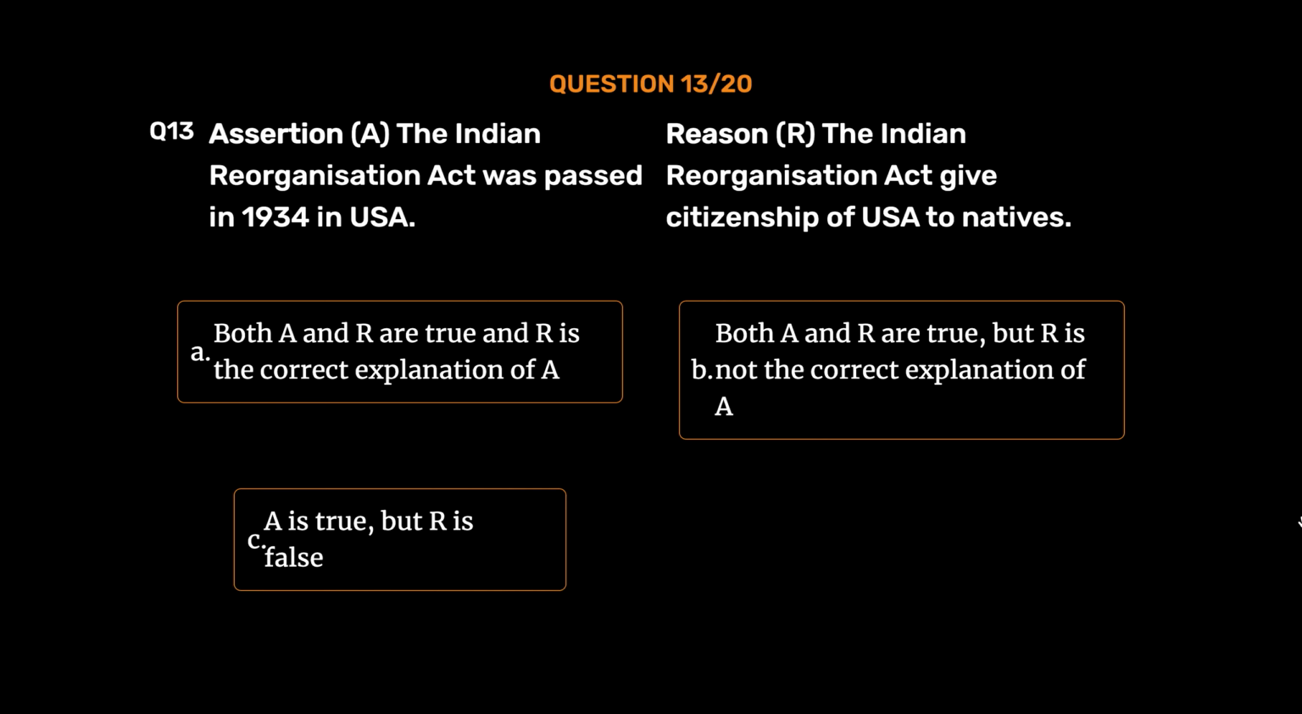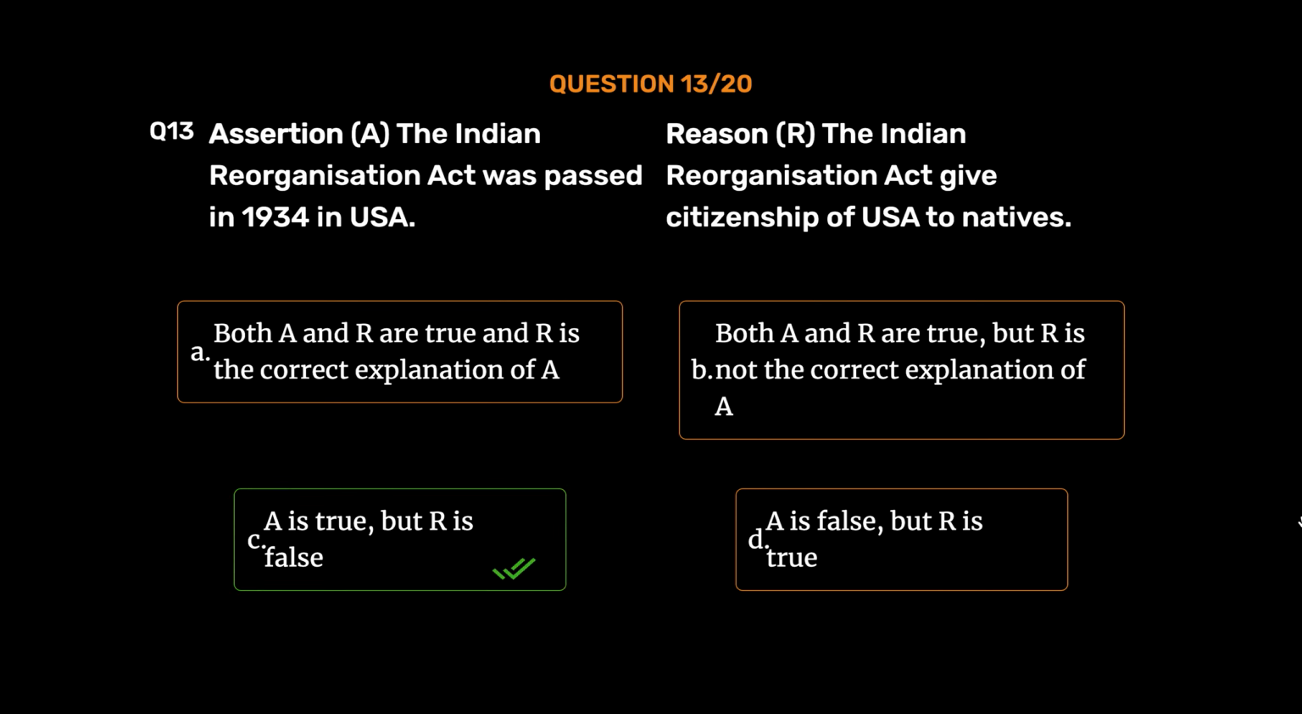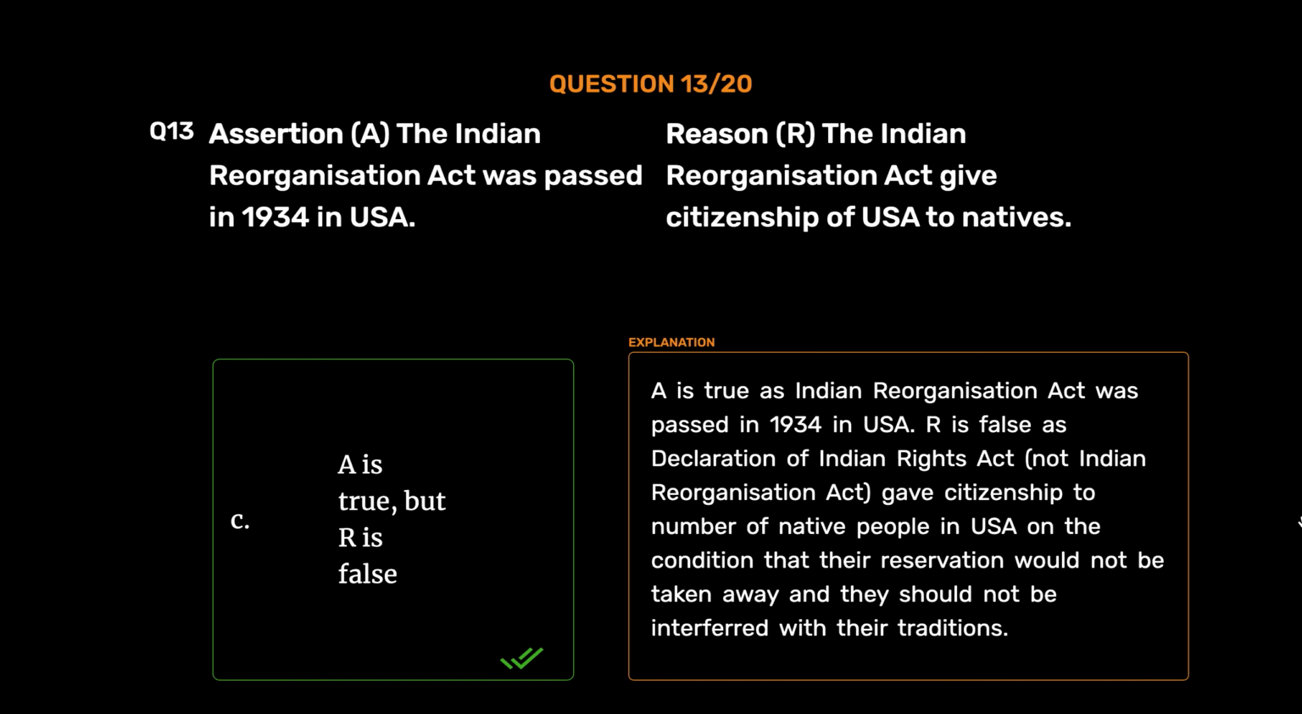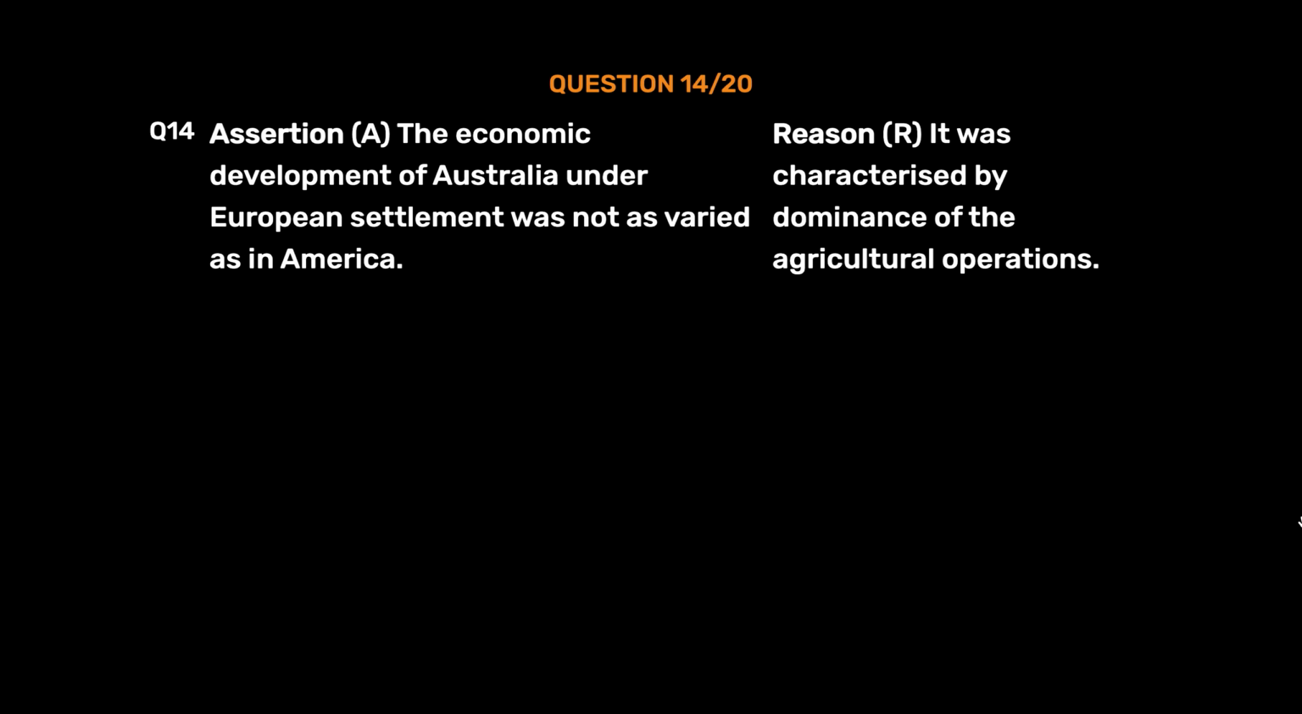Option C. A is true, but R is false. Option D. A is false, but R is true. The correct answer is Option C. A is true, but R is false. A is true as Indian Reorganization Act was passed in 1934 in USA. R is false as Declaration of Indian Rights Act, not Indian Reorganization Act, gave citizenship to a number of native people in USA on the condition that their reservation would not be taken away and they should not be interfered with their traditions.